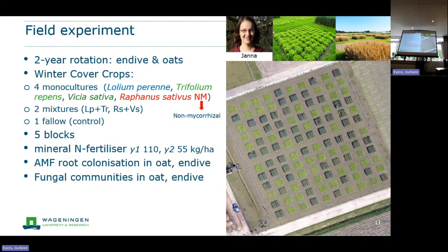So we had 4 monocultures, a grass, just English rye, 2 types of legumes, the white clover and the vetch, and then 1 radish, so one brassica, the radish, the raphanus. And this one is indeed non-mycorrhizal. These others are mycorrhizal. And of course, the legumes can also fix nitrogen. And then we made mixtures of the lowland perennial and the trifolium, so grass clover and vetch radish. What we also had, very important, was fallow, the fallow control.